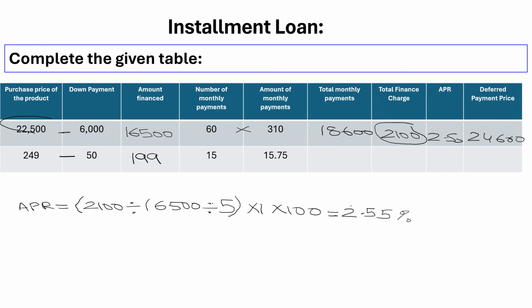Then, same way, total monthly payment is how much? Number of monthly payments is 15, multiplied by 15.75. So the answer which we will be getting is 236.25.